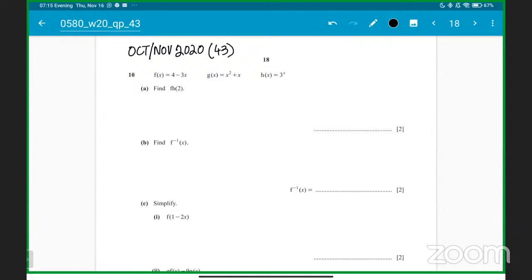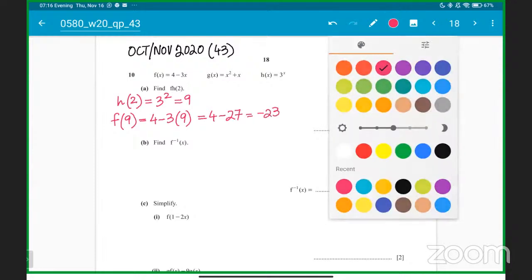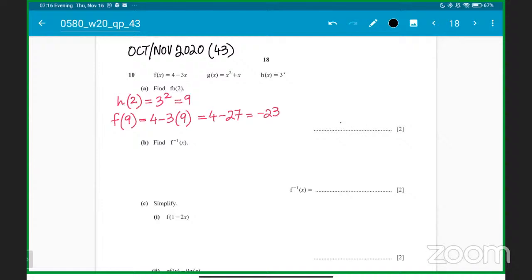Okay, first part simple. We have talked about composite functions a lot of times now, how we solve them. So it's simple. fh(2) means first you plug in the value 2 into h. So 3 power 2, because h(x) is this, so 3 square will be 9. Whatever answer you got, you plug into the f function, the first function. So 4 minus 3 times 9. 3 nines are 27, I believe. So negative 23 should be the first answer. Okay, students? Hope everyone is clear on this. Got it? Clear?